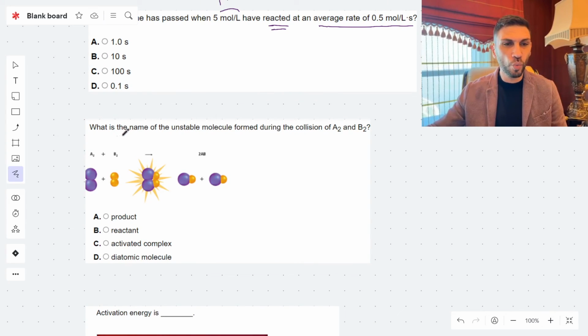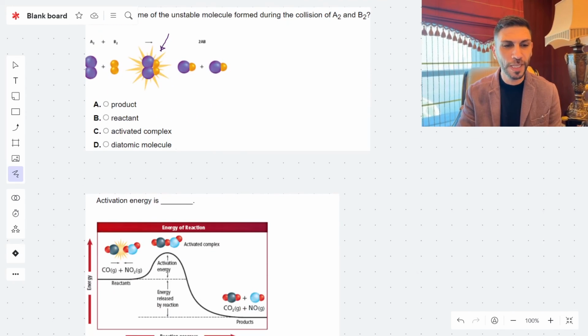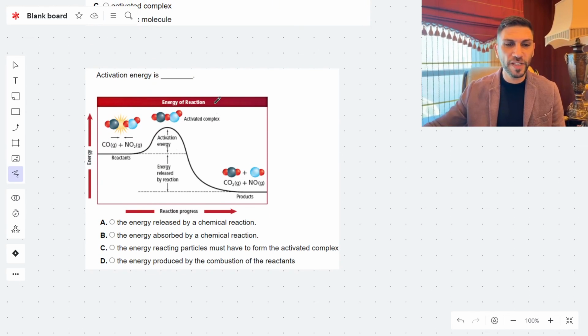This question: what is the name of the unstable molecule formed during the collision of A2 and B2? Is it product, reactant, activated complex, or diatomic molecule? The last question: the activation energy is the energy released by a chemical reaction, the energy absorbed by a chemical reaction, the energy reacting particles must have to form an activated complex, or the energy produced by combustion of the reactants?